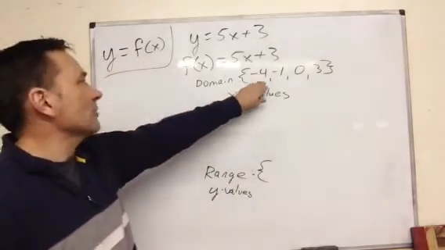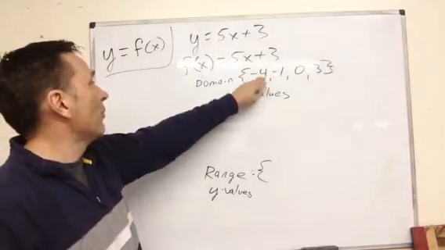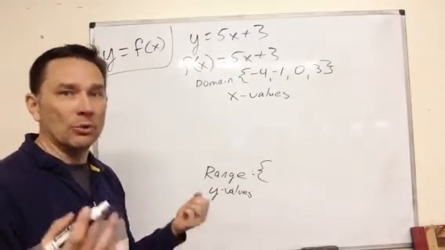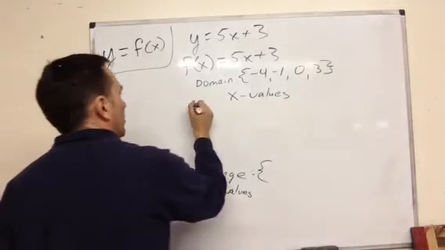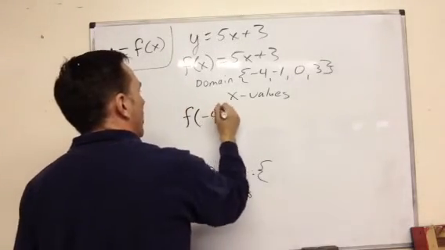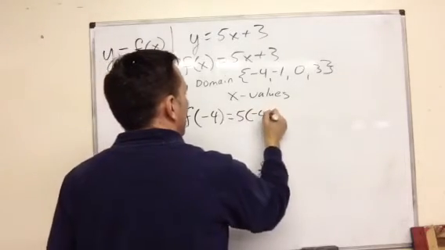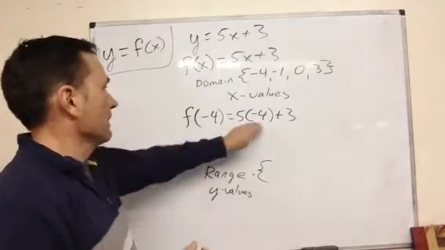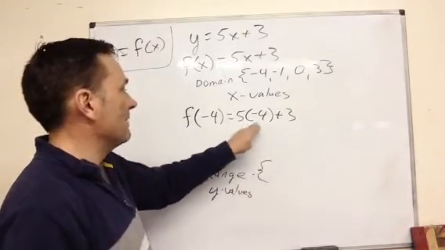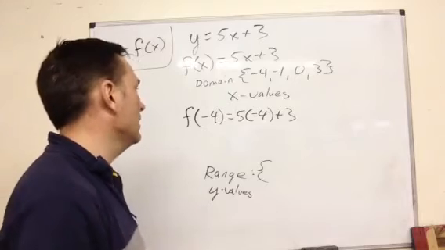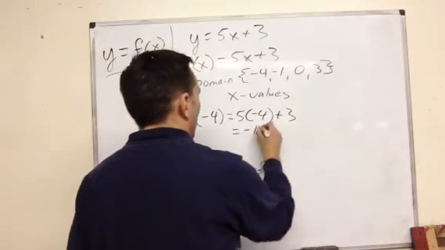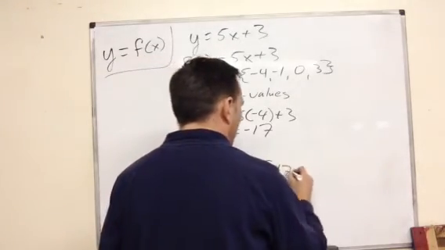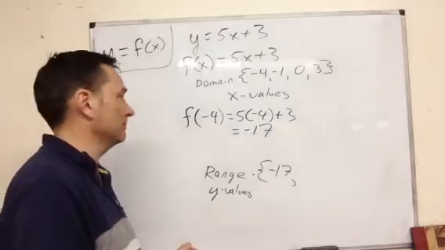Now, again, this is an x value. Where do you think the -4 goes in f of x equals 5x plus 3? It goes in for the x value. So we go f of -4 equals 5 times -4 plus 3. I'll multiply it out and then add. 5 times -4 is -20. -20 plus 3 is -17. So the first y value, part of our range, is -17.